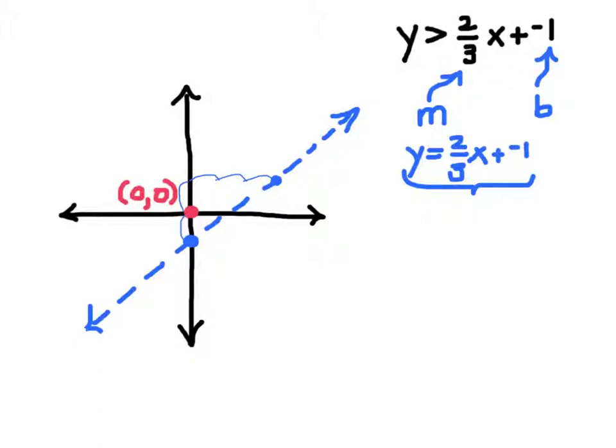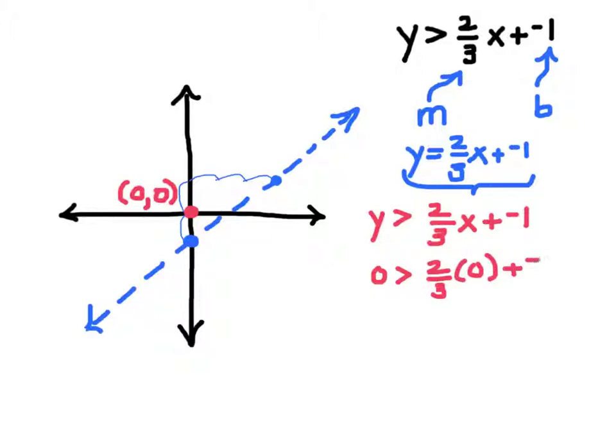If the origin does not satisfy this inequality, then the region below the boundary line satisfies the inequality. So let's take our original inequality, which is y is greater than 2/3 x plus a negative 1. And we'll go ahead and put in the points x is 0 and y is 0 for our origin. So here y is 0. Is this greater than 2/3 times 0 plus a negative 1?